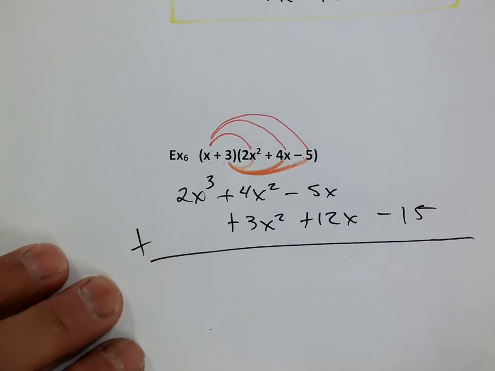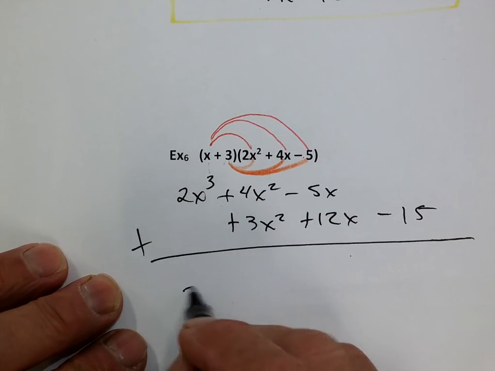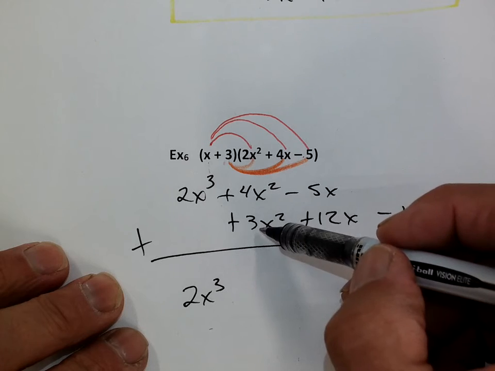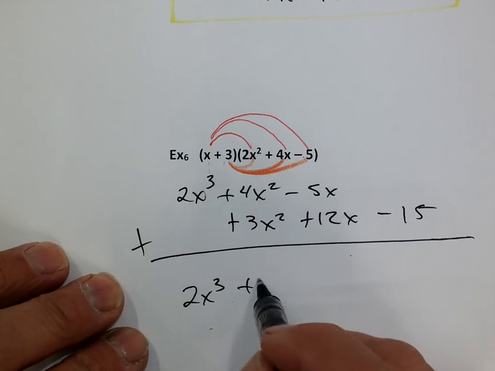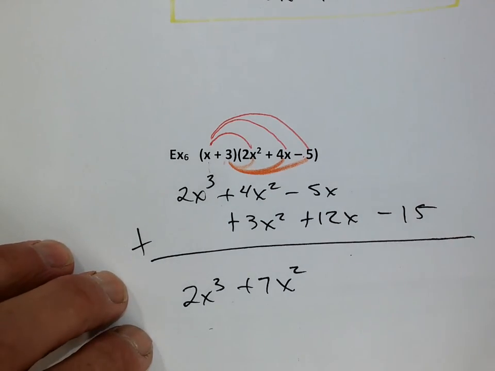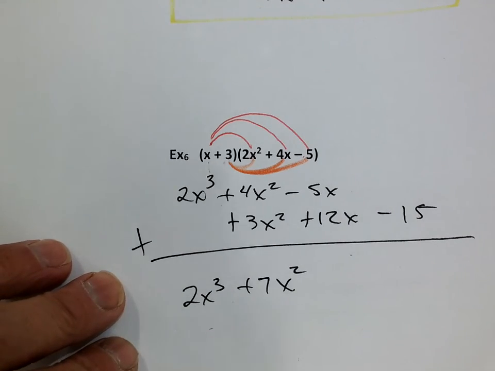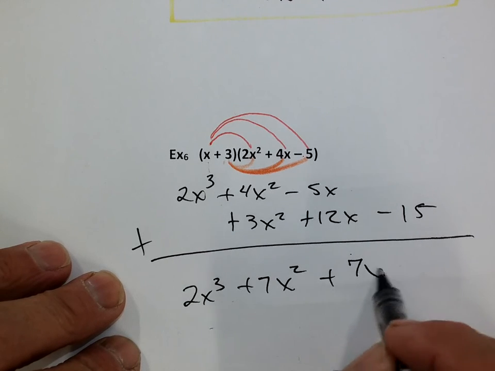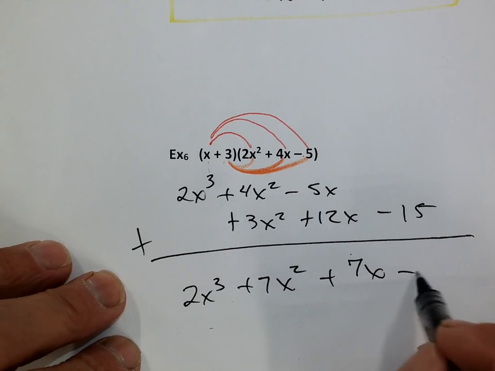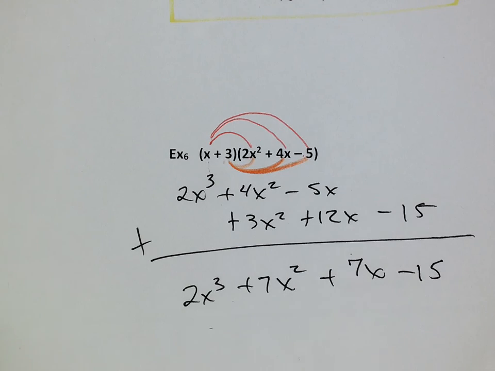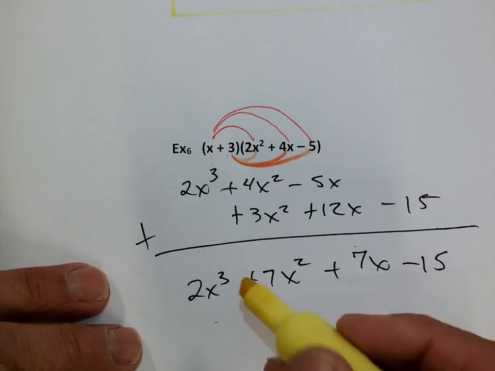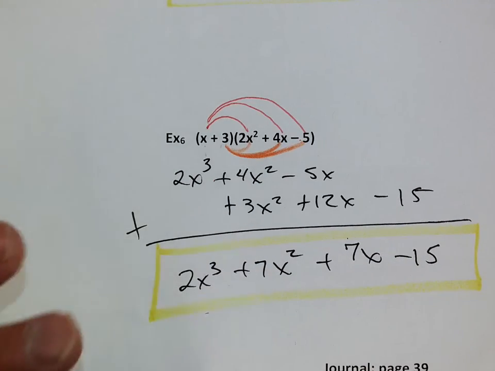So if I add them, I'm going to slide down the 2x cubed. I'm going to get a 4x squared plus a 3x squared makes a positive 7x squared. Because I'm adding them, I'm not multiplying, I'm adding how many x squareds? Plus a 7x, negative 5x, positive 12x, and then minus 15. Now, none of these terms are the same, so that is my answer. Done.